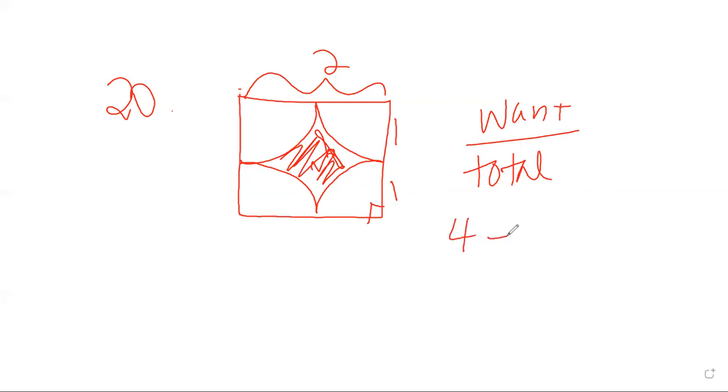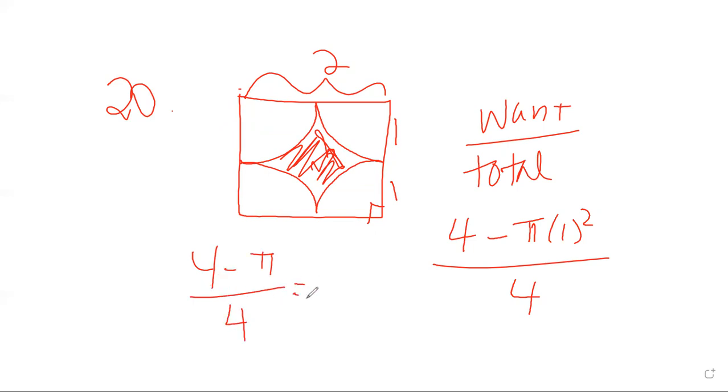times 2, 4, minus the area of the circle, because each of these little pieces here, on the edges here, is a quarter of a circle. So 1, 2, 3, 4. If I put 4 of those together, I get 1 circle. So it is pi, well, what's the radius? 1 squared. Over the total, the whole thing is, again, the square, which is 2 times 2, 4. If you type in your calculator 4 minus pi, enter, divided by 4, you should get 0.215. Okay, but then let's change that to a percent, and you get 21.5%.